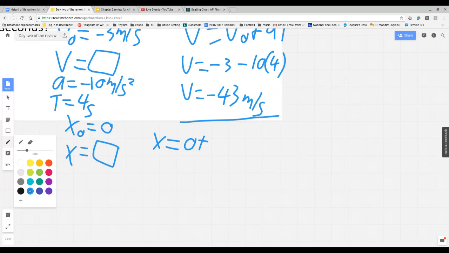Oh, I didn't write the formula first. I will write the formula before I get going because you can't see it on the internet over there. So X equals X naught plus V naught T plus 1 over 2 A T squared.